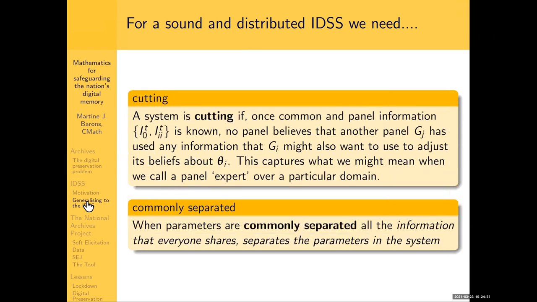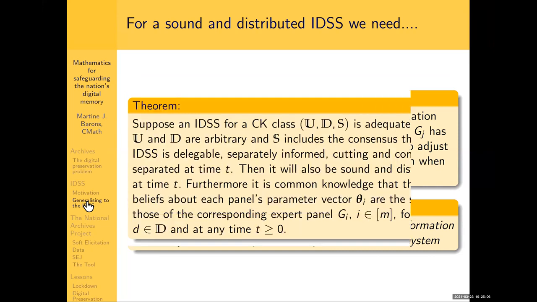And so this is saying the same thing from the other point of view. So I don't believe that you in your panel have information that would give me valuable insights into the values that my panel, my area of domain, would take under these different decisions.